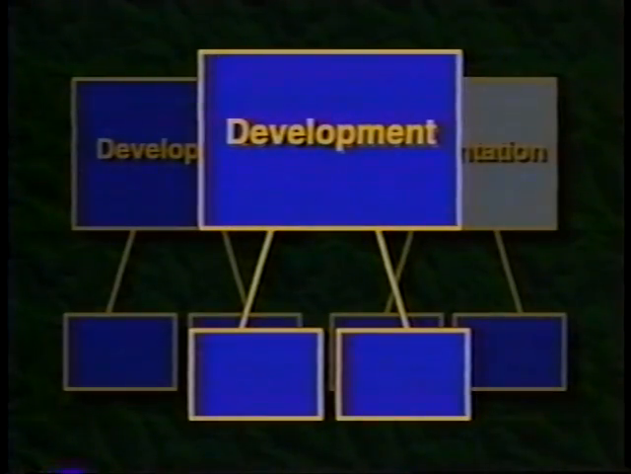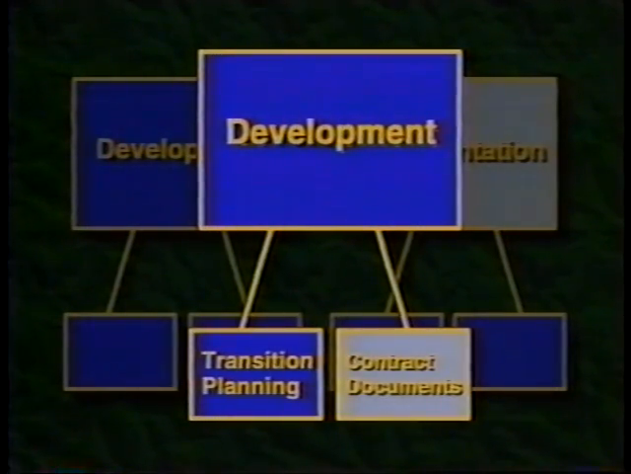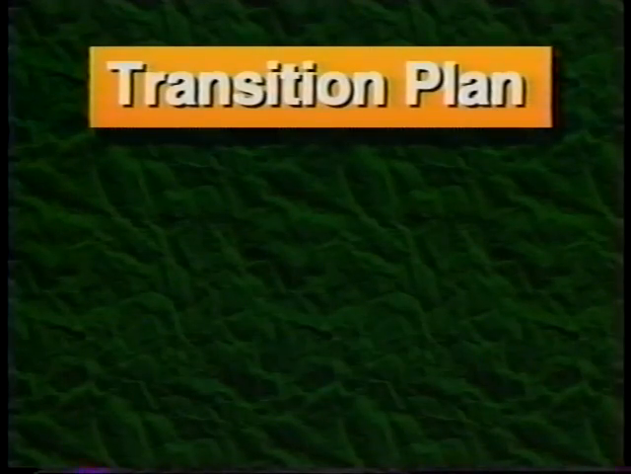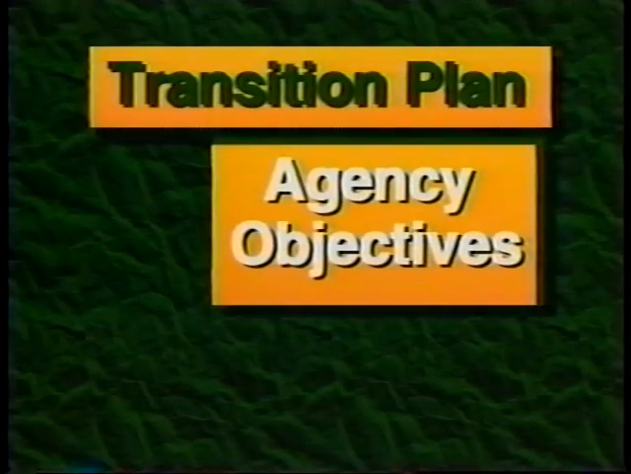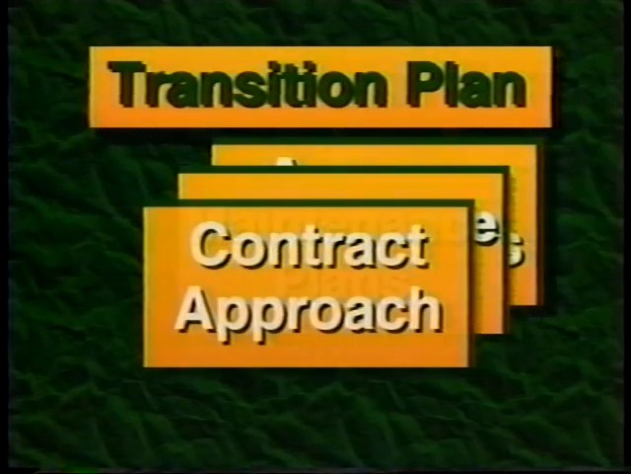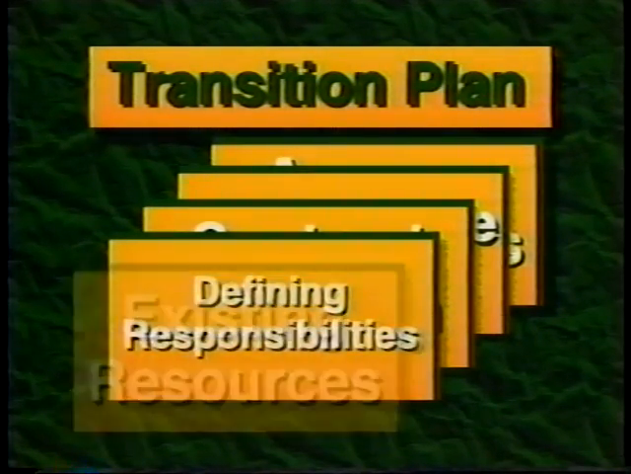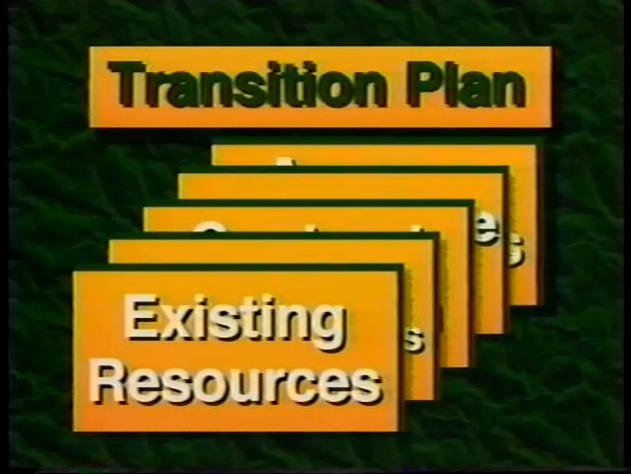In this program, we have covered the development phase of contract maintenance. The two stages of development are devising a transition plan and creating the contract documents. A transition plan has five components: defining objectives, creating maintenance plans, determining the contract approach, defining responsibilities, and establishing a plan for existing resources.